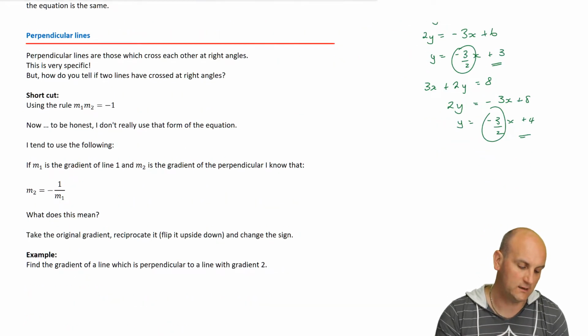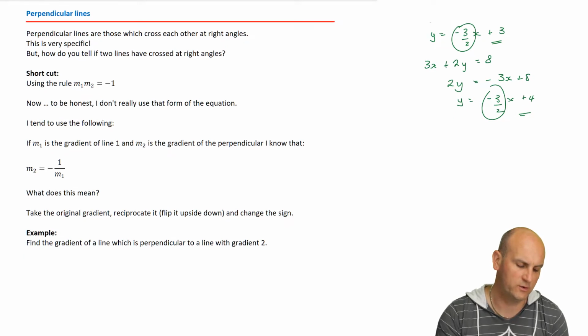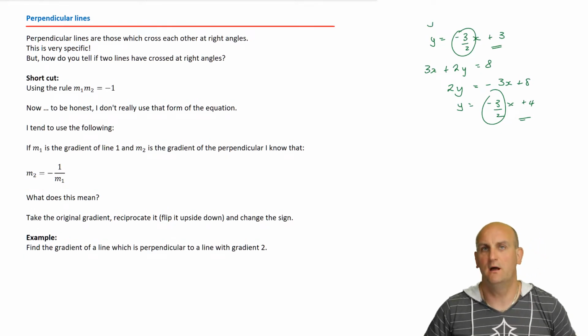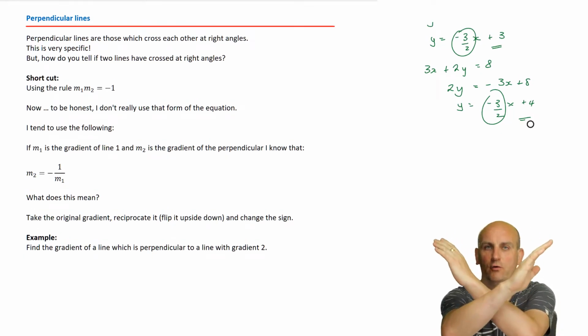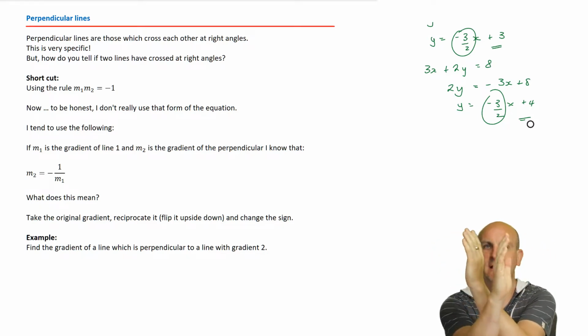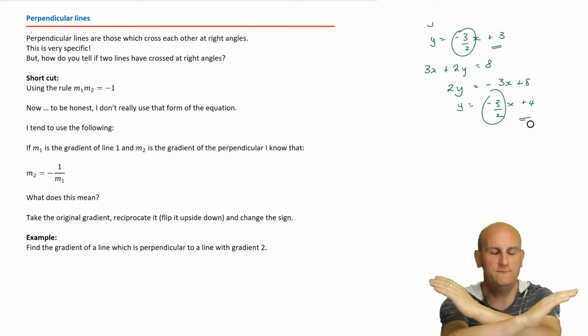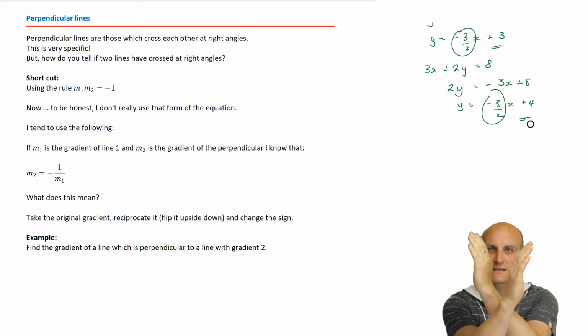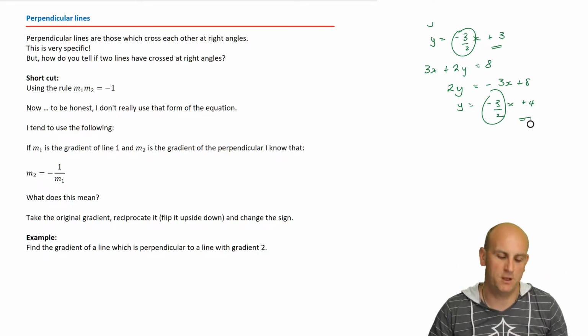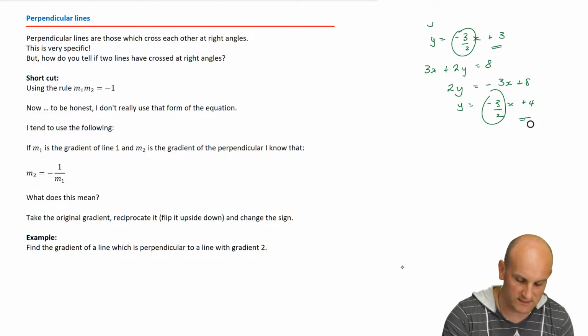What about perpendicular lines? Now, this is the one that tends to throw people quite a lot. Perpendicular lines are two lines that cross but at right angles. Now, bearing in mind there are infinite numbers of ways of these lines crossing, for it to be perpendicular, it's quite specific.